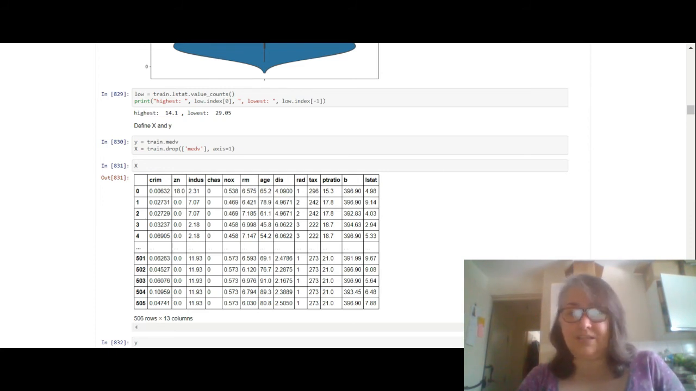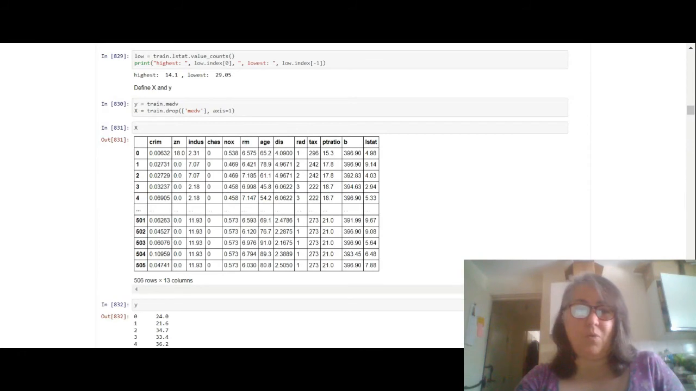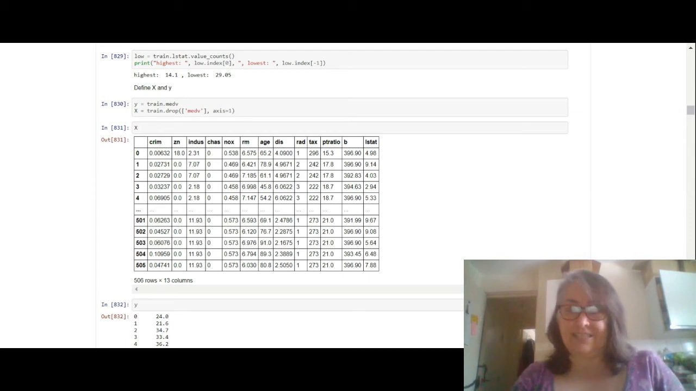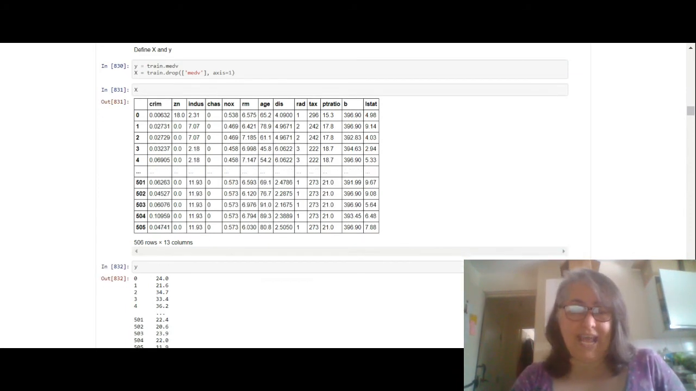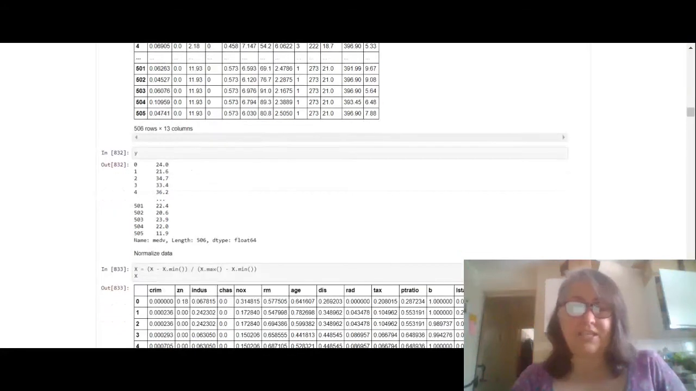So now what we're doing is defining our x and our y. So our y is train.medv, and medv is the median value, and x is train.drop medv, axis equals 1. And you can see x, where it's still got your 506 rows, and it's got your 13 columns. And you can see your y is just your median value.